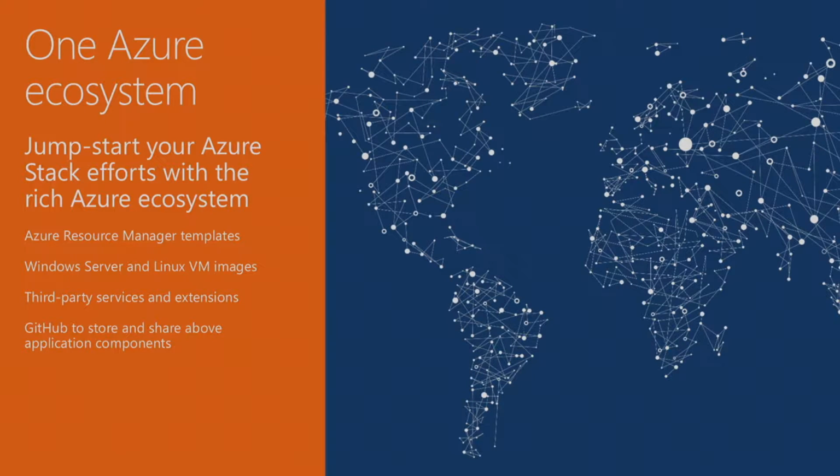And I think one of the strongest messages behind this whole story of our hybrid cloud are these next two slides. And it's one Azure ecosystem. So you have the same deployment model. We have a wide variety of Windows and Linux VM images on the background. We have third-party services that we can bring on board because it's a consistent application development model and service offering. And then you can use various source control services to store and back-end all of those.